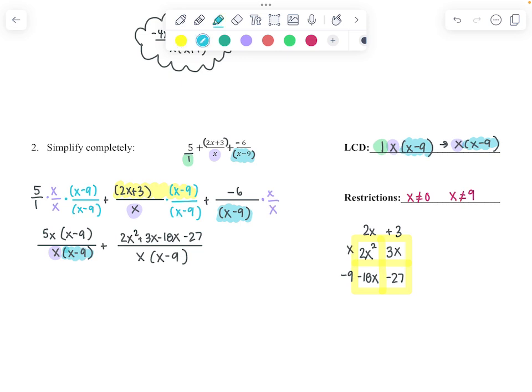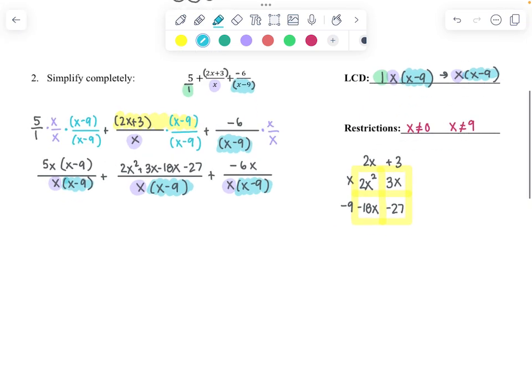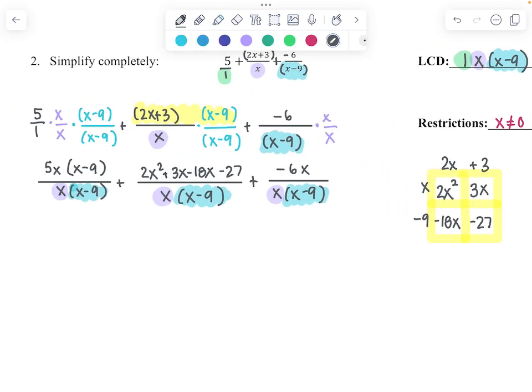So, okay, now both of those fractions have our least common denominator. In our third fraction, we multiply negative 6 with x, and it becomes negative 6x over x times x minus 9. And remember, in the denominator, multiplication order doesn't matter, so I'm just writing them all to match. Now, in this first fraction, we still need to multiply out this 5x. So 5x times x is 5x squared. 5x times negative 9 is negative 45x.